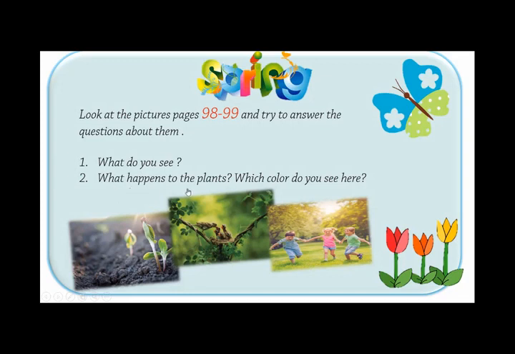What happens to the plants? Oh, the plants grow up. Which color do you see here? I see green color everywhere. Here we have green plants. Here we have green leaves. And here we have green grass. Amazing.